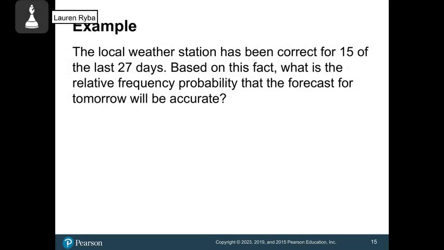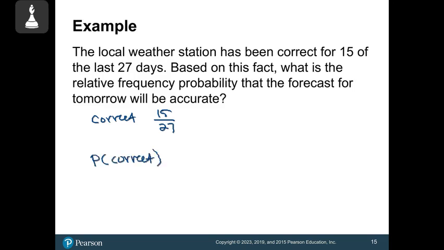The local weather station has been correct for 15 of the last 27 days. Based on this fact, what is the relative frequency or probability that the forecast will be accurate tomorrow? Well, they've currently been correct 15 out of 27 times. So if we want to find the probability that they're going to be correct, we're going to use that value, 15 out of 27.